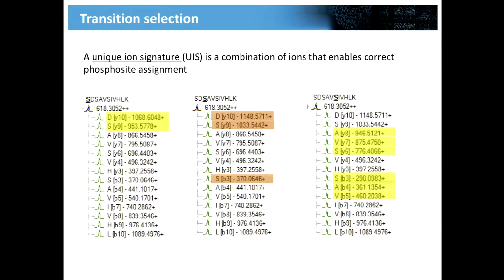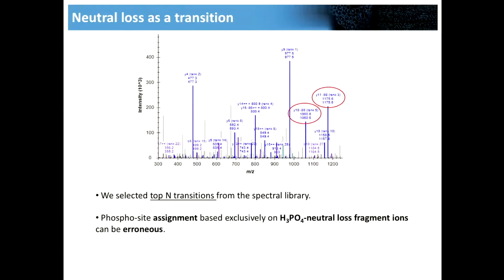So the first point that I wanted to make here is that in addition to those transitions that we select for detecting our peaks, where we want to select the most intense ones, we usually also pay attention to these unique ion signatures. These combinations could be a single ion, could be a set of ions that will try to best describe the correct phosphosite assignment. The second thing that I would like to highlight here is the use of neutral losses.